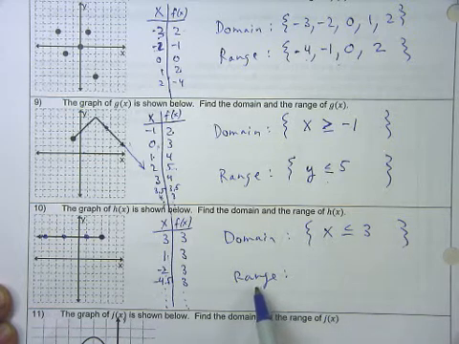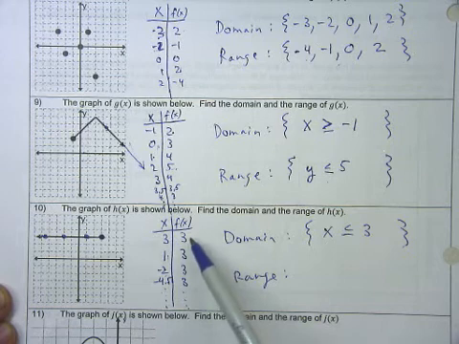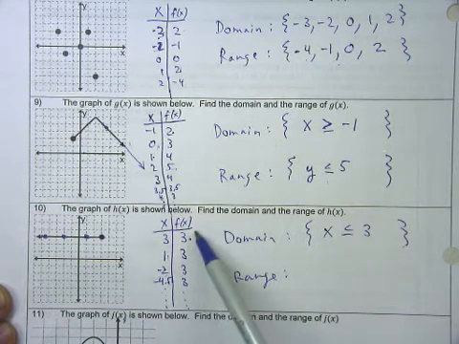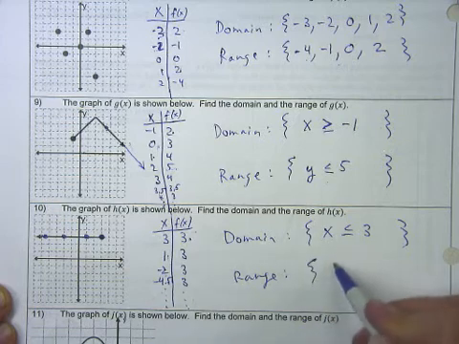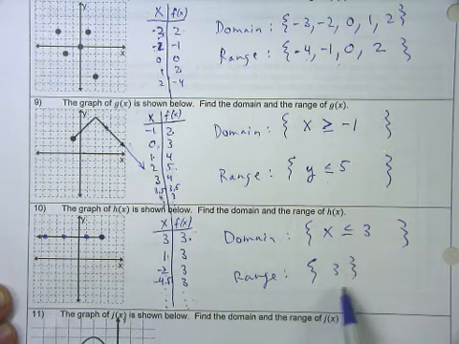How about the range? What's the set of all the possible y values or output values? Well, if you take a look, the output is always going to be 3. So the range, that's it. The output is always going to be 3. So you have very limited range.